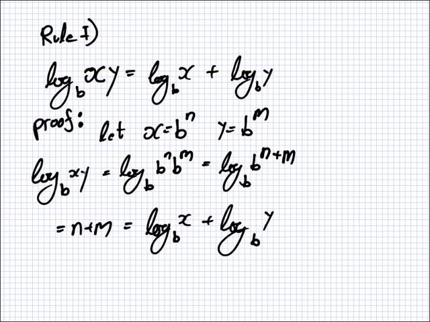Okay. The next rule is so similar, it's not even worth me writing it out fresh. Rule 2 is log x over y. What does that equal? Log x minus log y. And the proof: let x equal b^n, y equal b^m. Log x over y will equal log b^n over b^m, which will here be n minus m, which becomes minus here, which becomes minus here. So that's the end of proof 2.